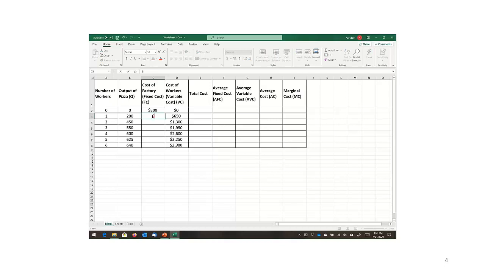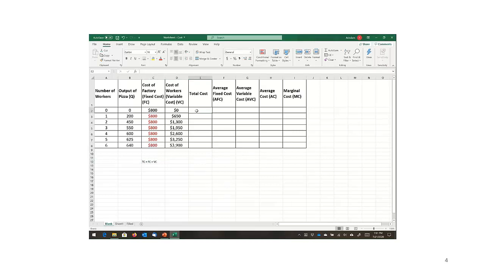So we'll just put it $800. And as we said, fixed cost remain fixed. So no matter how many units you are producing, whether 200 or 640, your fixed cost will remain exactly the same. Total cost, we all know total cost, total cost is nothing but the summation of fixed cost plus variable cost. So that's your total cost.